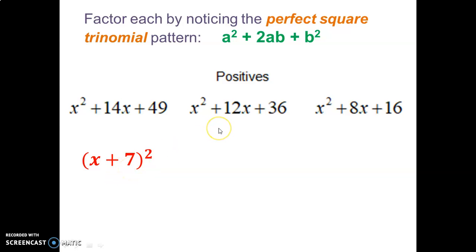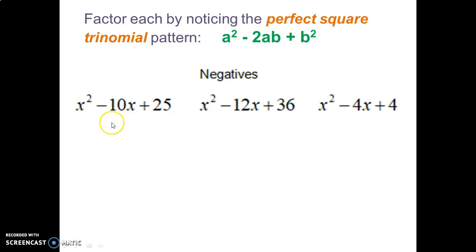Alright, second one, try to factor it. Hopefully you got x plus 6 squared. Again, 6 squared makes 36, x squared makes x squared, and in the middle we have 6x times 2. Alright, try this one. X plus 4 squared. Great, we're taking the standard form and changing them kind of into vertex form by noticing they're perfect squares. Okay, now we're going to look at the negative version of those.